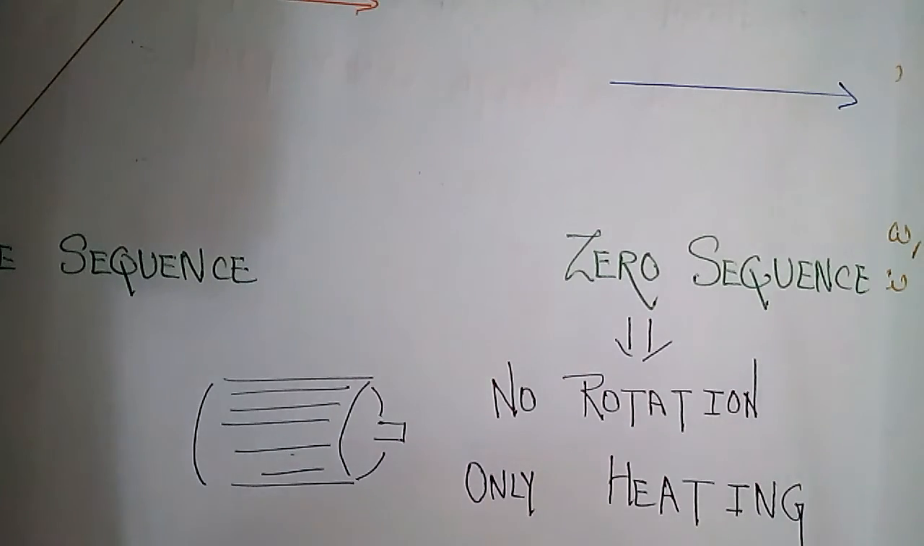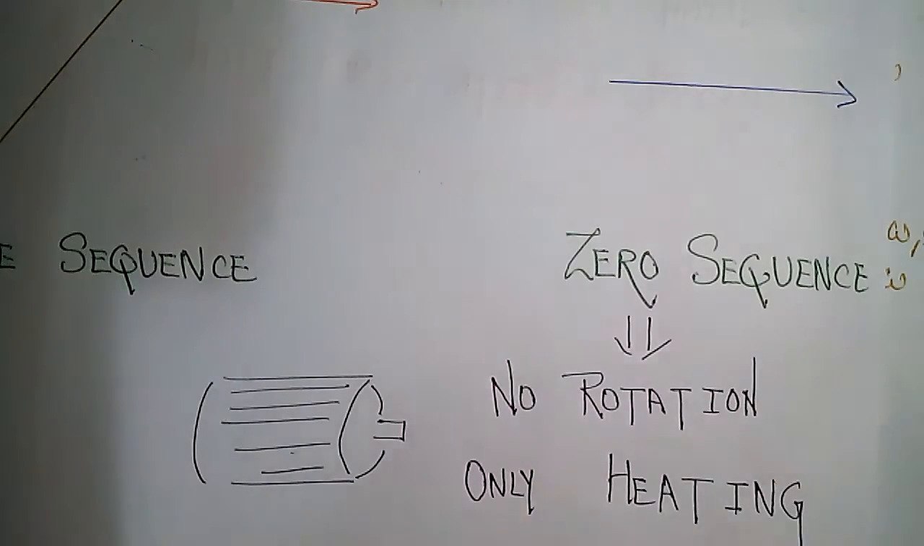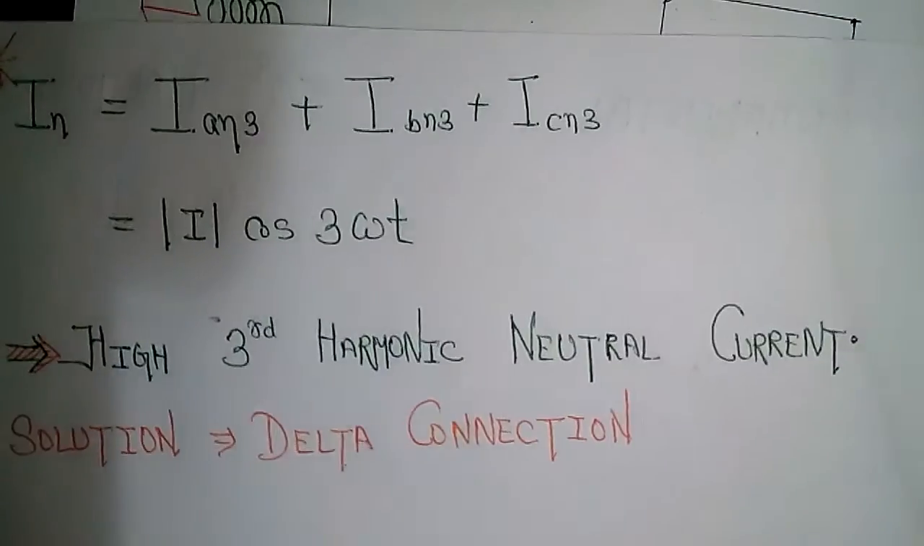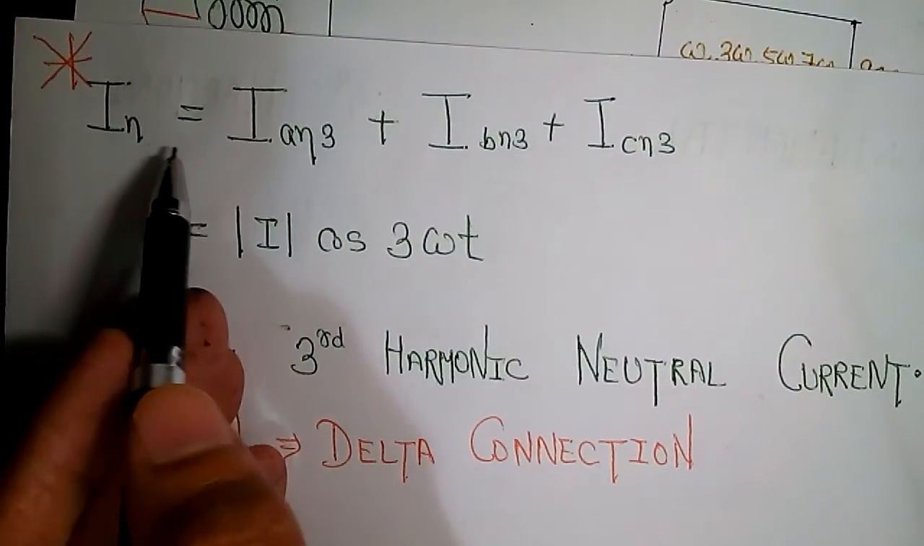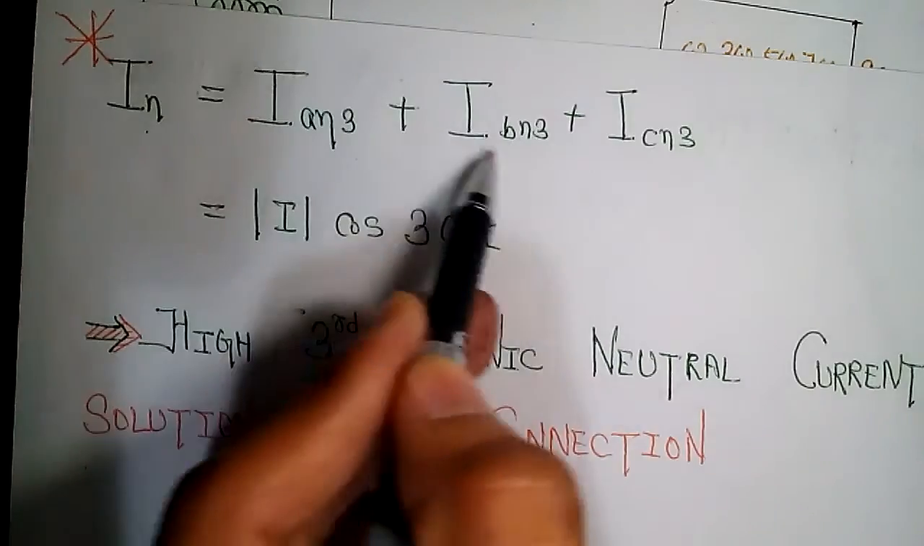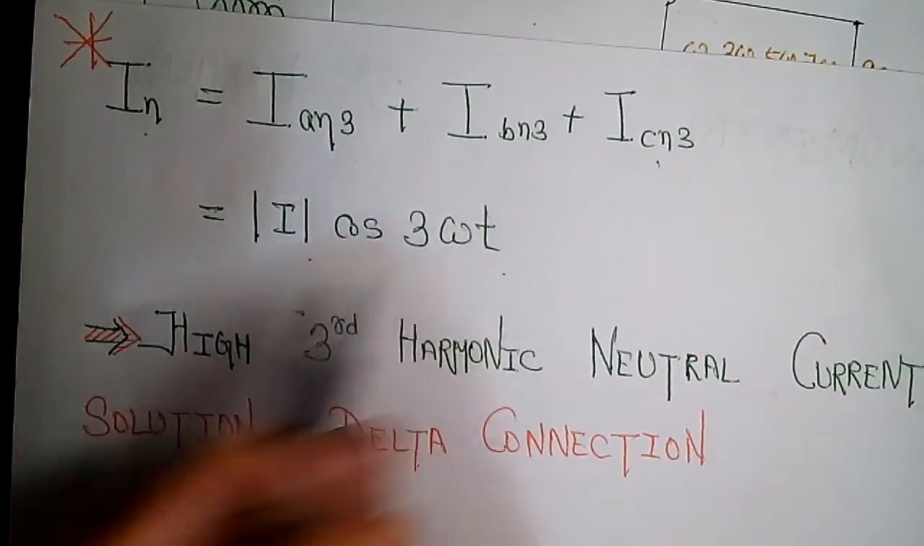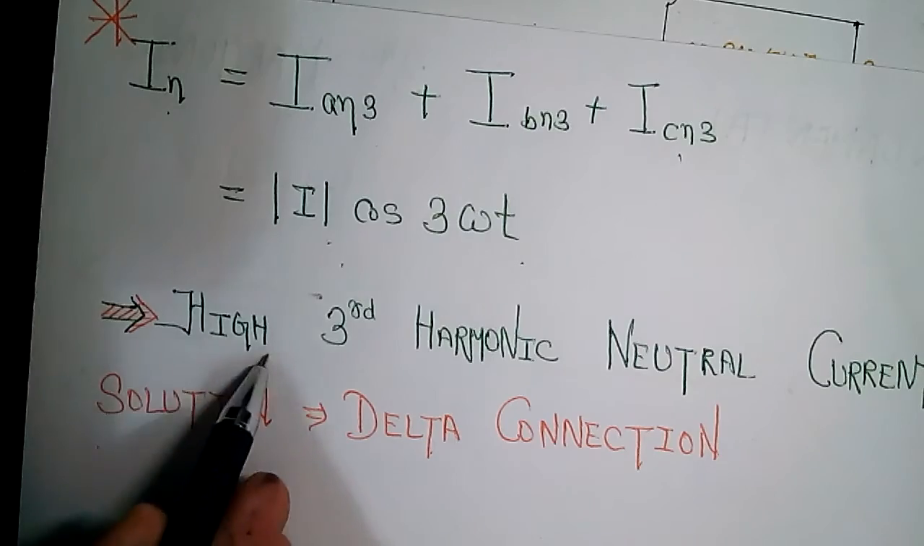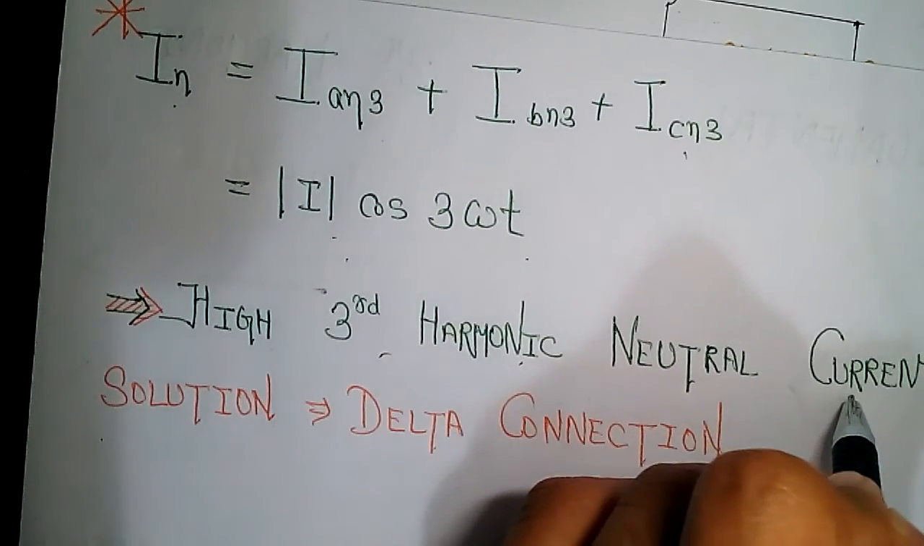It will only cause heat up, it will cause higher third harmonic current in the neutral line. That is, if I'm giving return from the neutral, it will cause a high heat value due to my high I. So if I is more, then I squared R losses will be more. So I think you have understood the third harmonic concept. So what is the solution for this? My total return current in neutral will be I_AN3 plus I_BN3 plus I_CN3, that is I cos 3ωt, that is 3 times the normal current. So a high third harmonic neutral current will be the result of this.